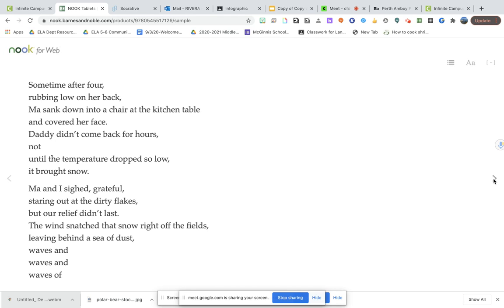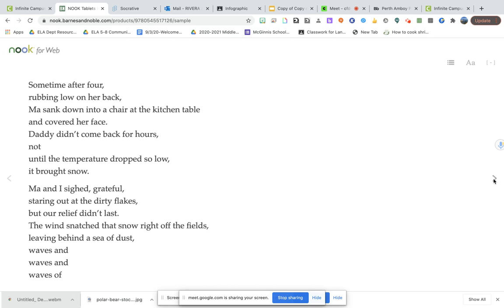Daddy didn't come back for hours. Not until the temperature dropped so low that it brought snow. Ma and I sighed grateful, staring at those dirty flakes. So they're happy about the snow. Why are they happy about snow? What does snow give you? Because it doesn't rain. Yeah, exactly. So snow is basically just cold rain, so they're happy about it.